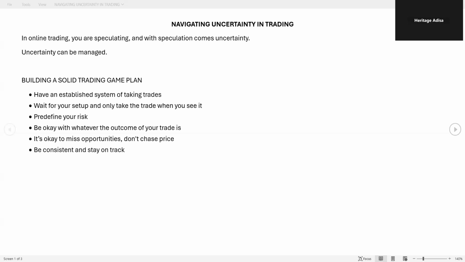So your focus should not be, this is what price must do. No, because you don't have that information. Your focus should be on your own process leading up to the trade that you're taking.